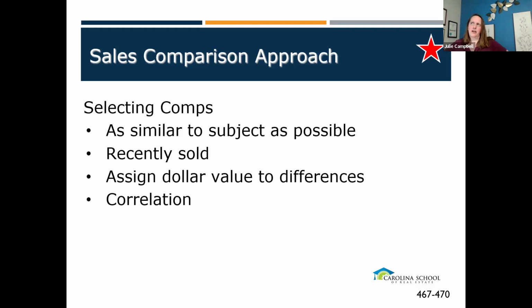I think I mentioned earlier, we also want similar type property. It's really not fair to compare a 2nd-story condo to a 2-story brick ranch, to a 2-story brick home. Makes sense? It's not fair to compare a single family home to a townhome or something like that. So we want similar types, condo to condo, townhome to townhome, etc.